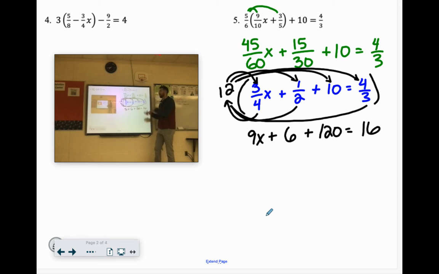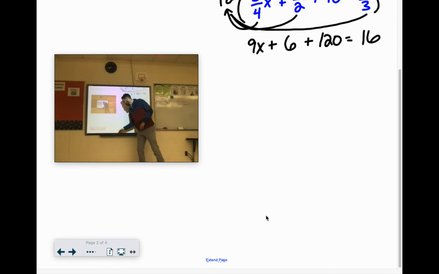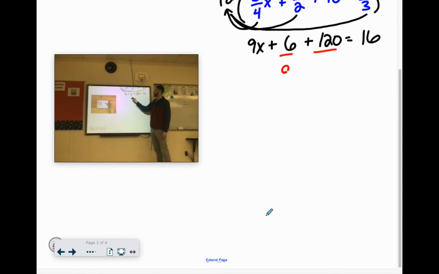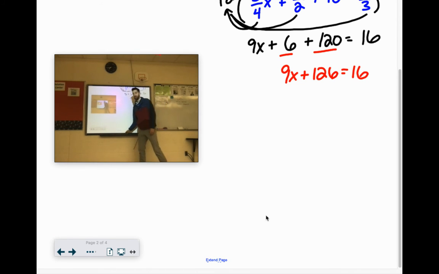Here's our new equation, no fractions. Let's combine some like terms here. We can combine the 6 plus 120, which would be 126. Then we're going to have to subtract that 126.